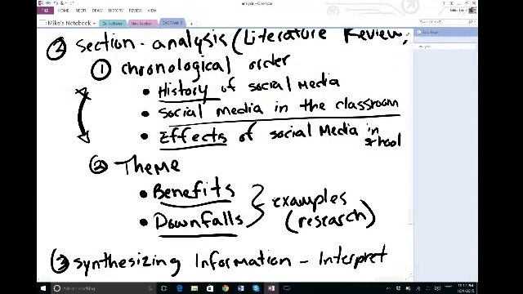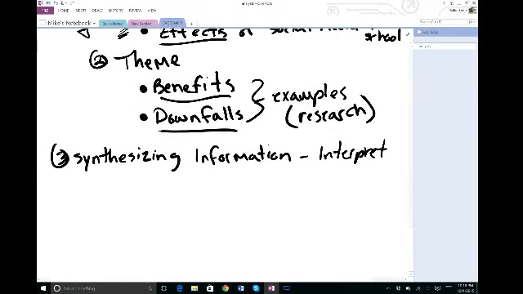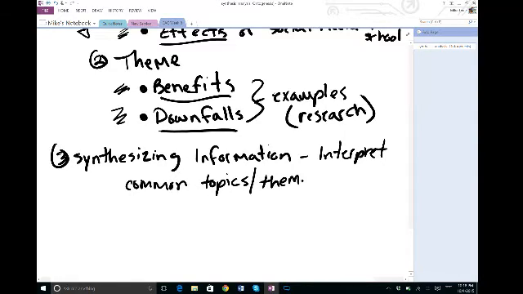Because you have all these sources. There are all these sources you just showed me about history, all these sources about the classroom, all these research sources about the effects. Or if you didn't go that route, you have all these research sources that do both of these. So you have all these sources. And what you're doing here is basically, out of all those sources, what are the common topics or themes? What are the common areas of interest?